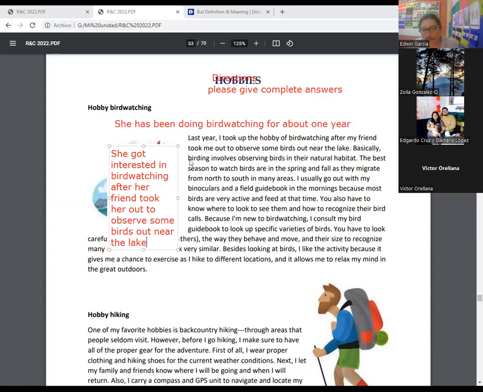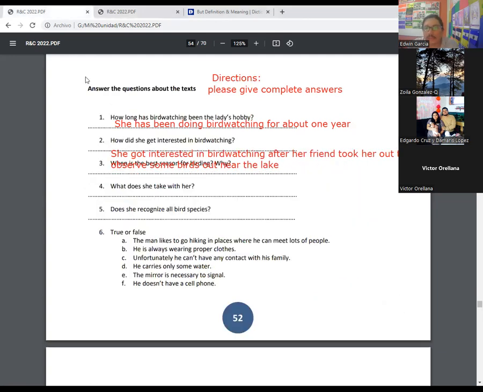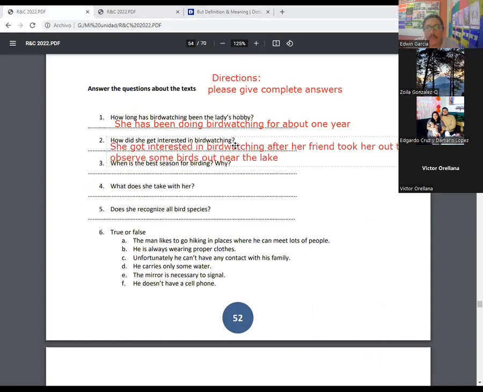It's a little long answer, but it's a complete one because we are saying what is in the text. It's so literal. We can make another shorter answer just saying, okay, because a friend took her to observe some birds, and that's going to be all. But it's according to if I want to make a long, complete answer in this case.